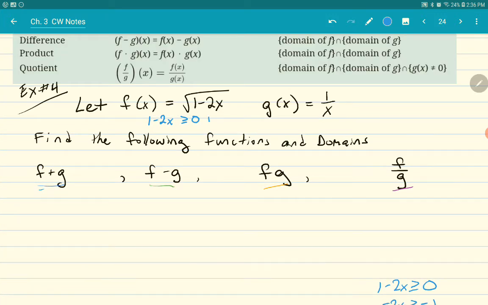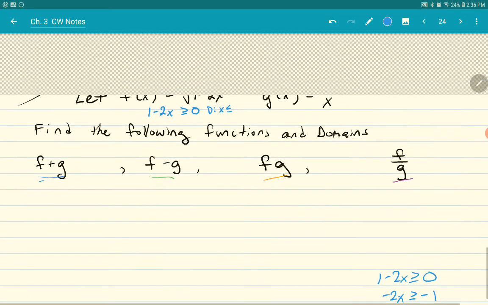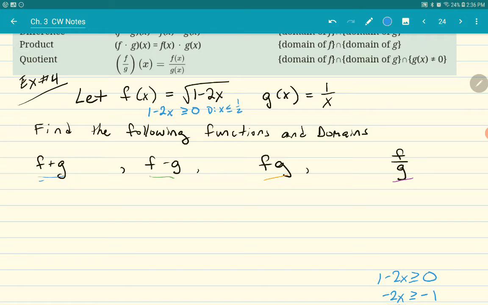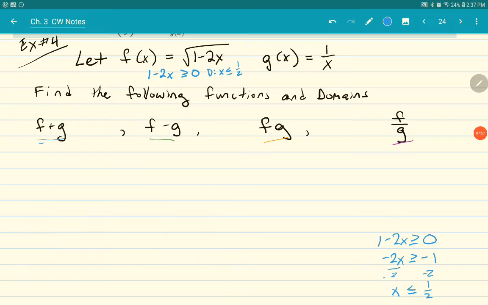So my domain here is going to be x is less than or equal to 1/2. I used this little side note to find that domain for f. I'm going to erase it to keep it a little cleaner up here and just keep the domain, which was x is less than or equal to 1/2. And we can put that in interval notation at the end.